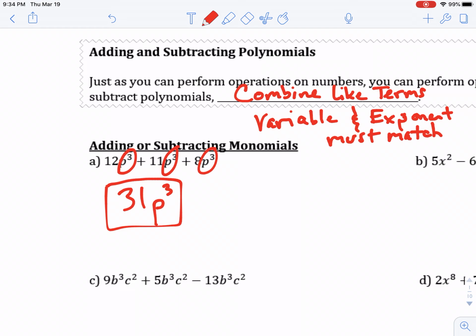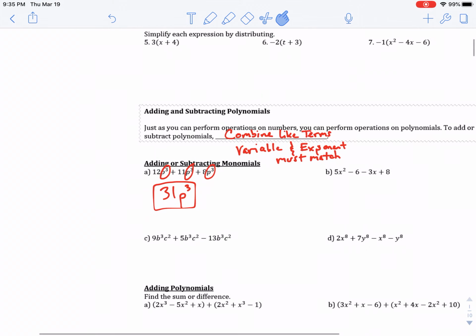The 12, the 11, and the 8, you combine them all, and you tack on the p to the third power as a label. Say p to the third power represents pizzas or apples. You have 12 pizzas plus 11 pizzas plus 8 pizzas. So how many total pizzas do you have? You have 31 pizzas. You just keep the label the same. The p to the third power is just a label. That's it.